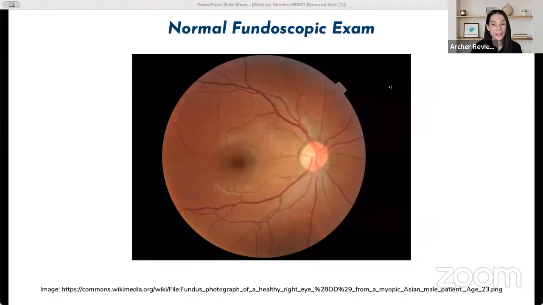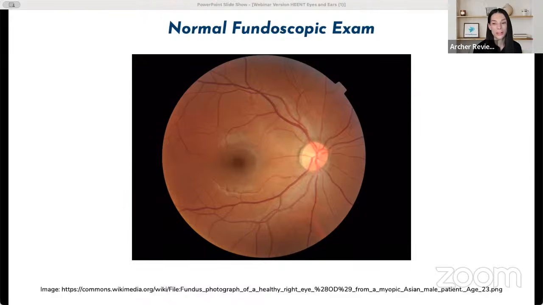And then the background of the fundus, so this whole thing should be very clear without any abnormalities. We'll look at some abnormalities in a minute, but we really just want to make sure that it's nice and clear, consistent coloring. This one looks beautiful. Like I said, this is a perfect fundoscopic exam.